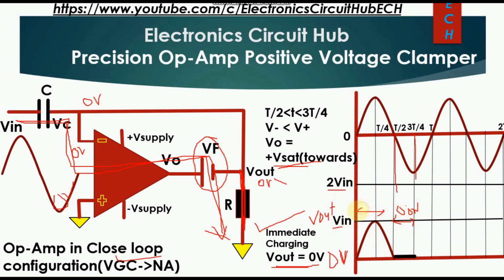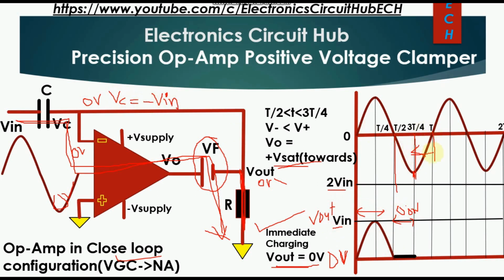Now what will happen? Once your diode gets turned on, your capacitor will charge. At the peak voltage your capacitor will charge till here. So now the voltage across the capacitor Vc equals V in minus V in, it is charged up to the negative peak, so Vc equals minus V in. Now if you move ahead for time period T less than 3T by 4 and greater than T, from here to here.